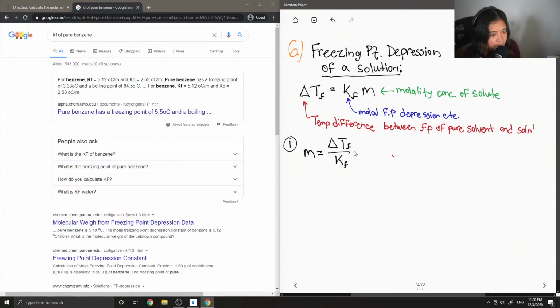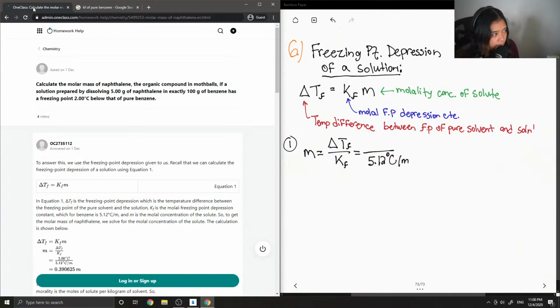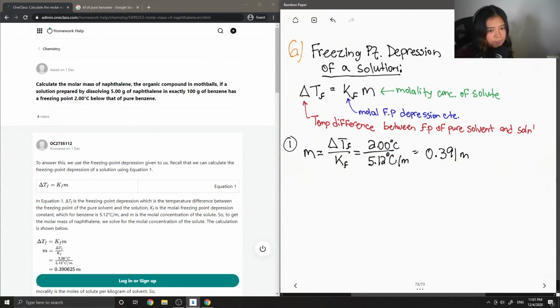Okay, so the Kf value of pure benzene is 5.12 degrees C over m. And the question said that the temperature difference was 2 degrees. So if we divide this, we end up getting 0.391 m. So the units would be moles per kilogram. These are the units for molality.